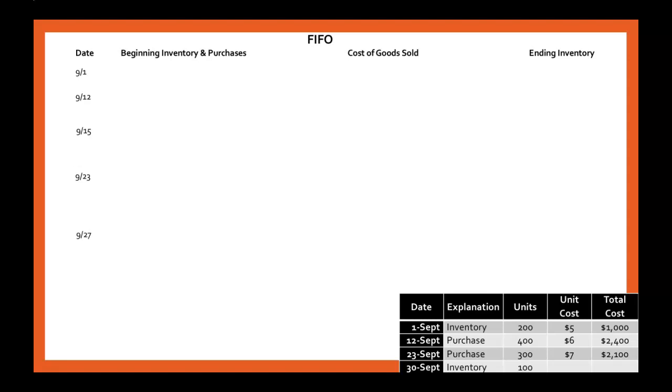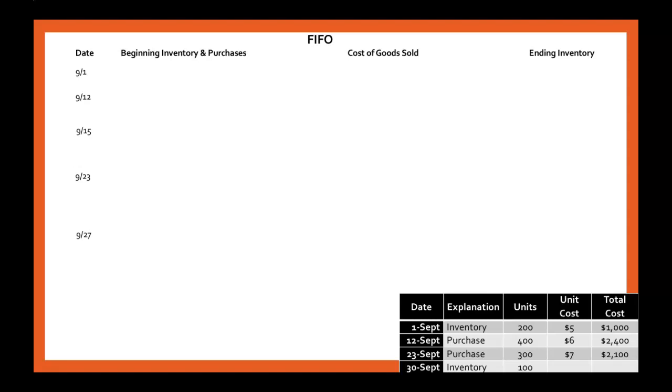We have the dates over in the far left, and then we have a beginning inventory and purchases column, then a cost of goods sold column, and then an ending inventory column. And if we write it out and keep it organized, this problem gets a lot less overwhelming, a lot less scary, right?